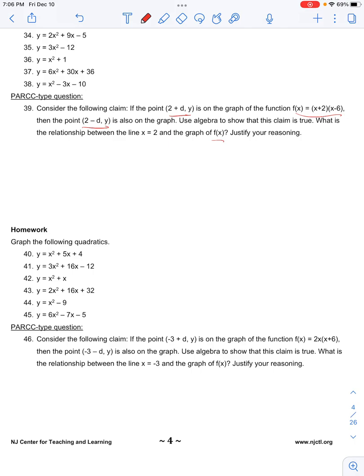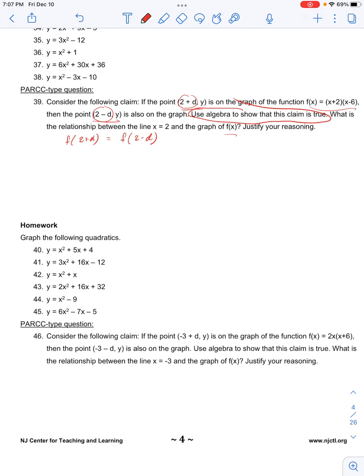So if they want us to use algebra to show that this claim is true, then we would need to say that plugging in 2 + d gives us some f(x) value that is equal to the f(x) value when we plug in 2 - d. So we want to prove that f(2 + d) equals f(2 - d).